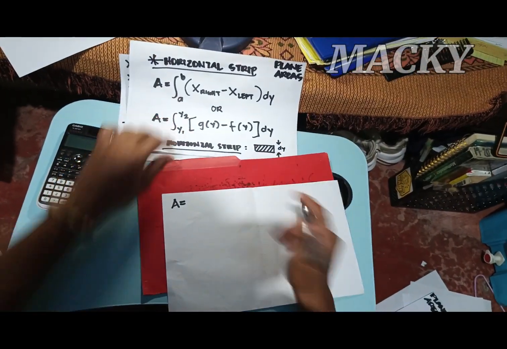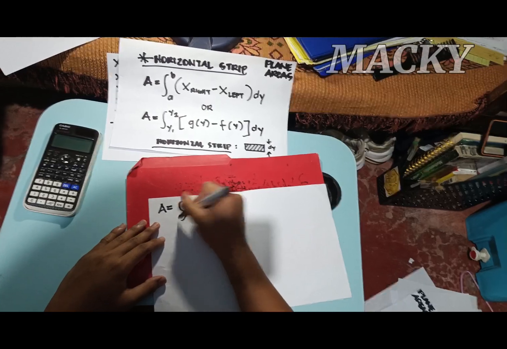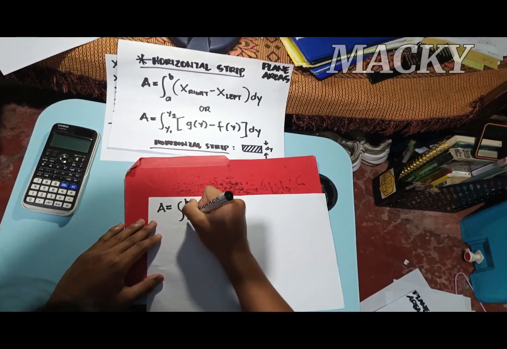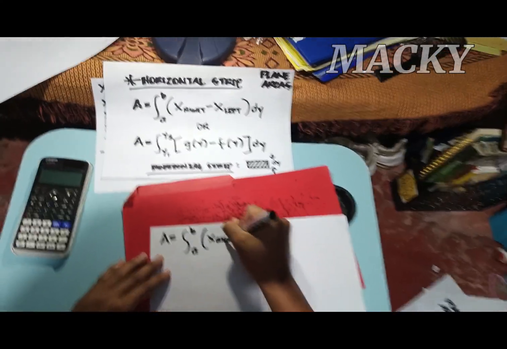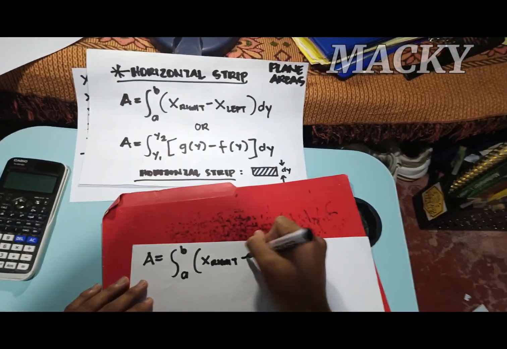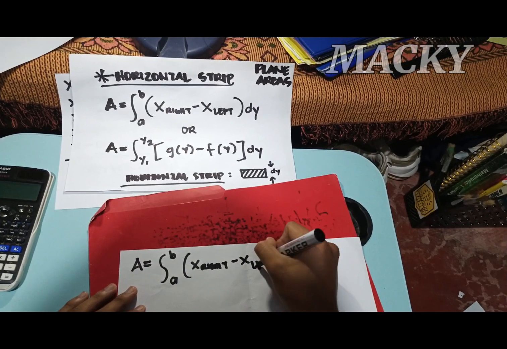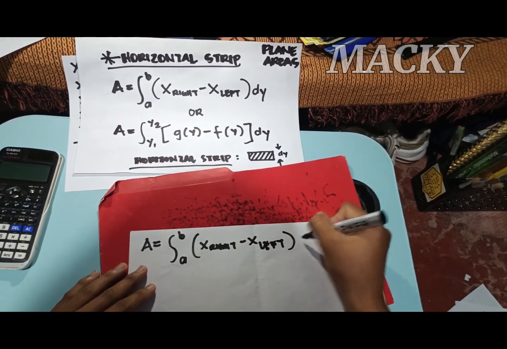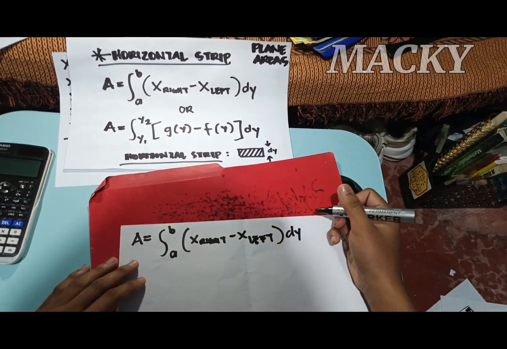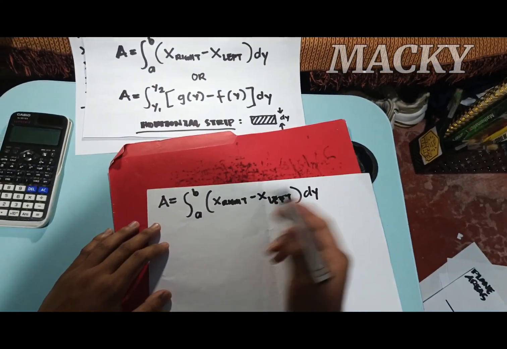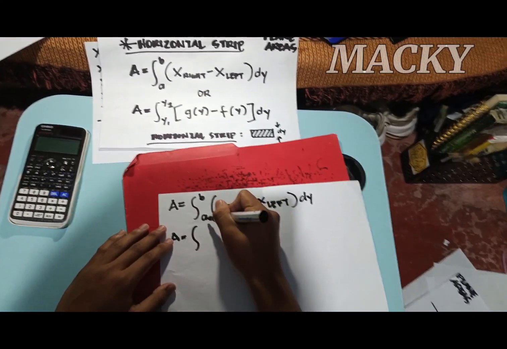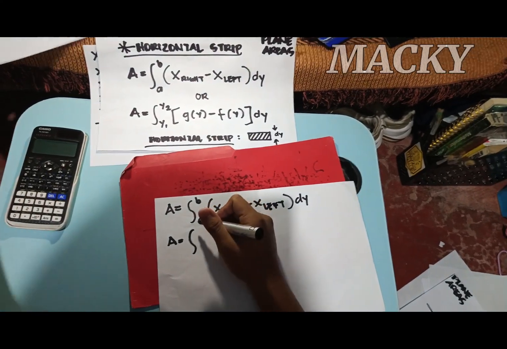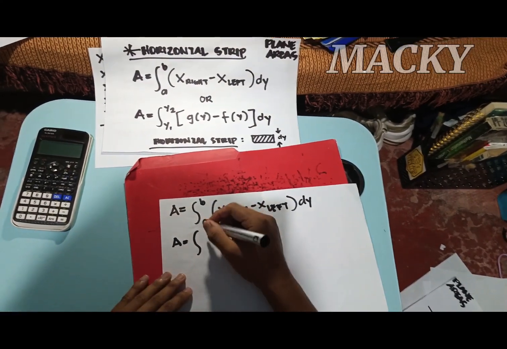This one. We will use the integral of x right minus x left dy. So here we substitute. The a in the given is c, our first limit is negative 1.